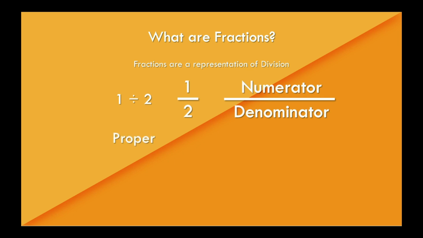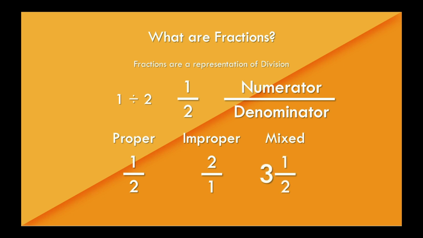Proper fractions, which have a small numerator and big denominator. Since these are proper fractions, improper fractions have the opposite setup. They have a big numerator and a small denominator. Then we also know that the last type is a mixed fraction. This fraction has a whole number and a proper fraction put together.